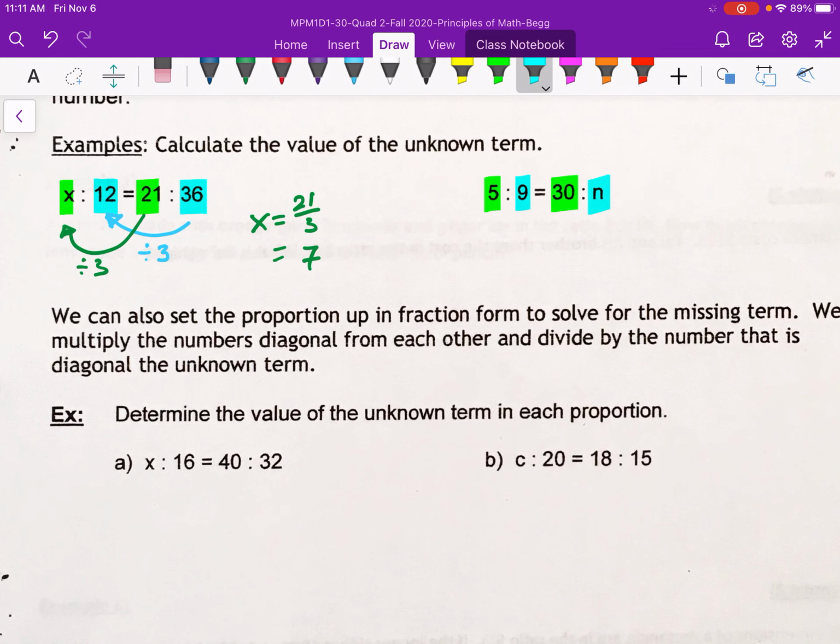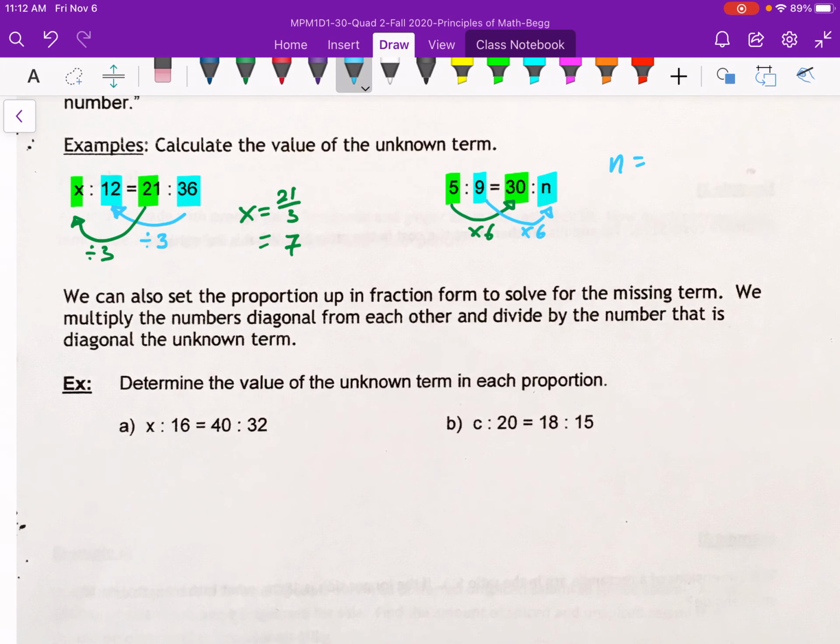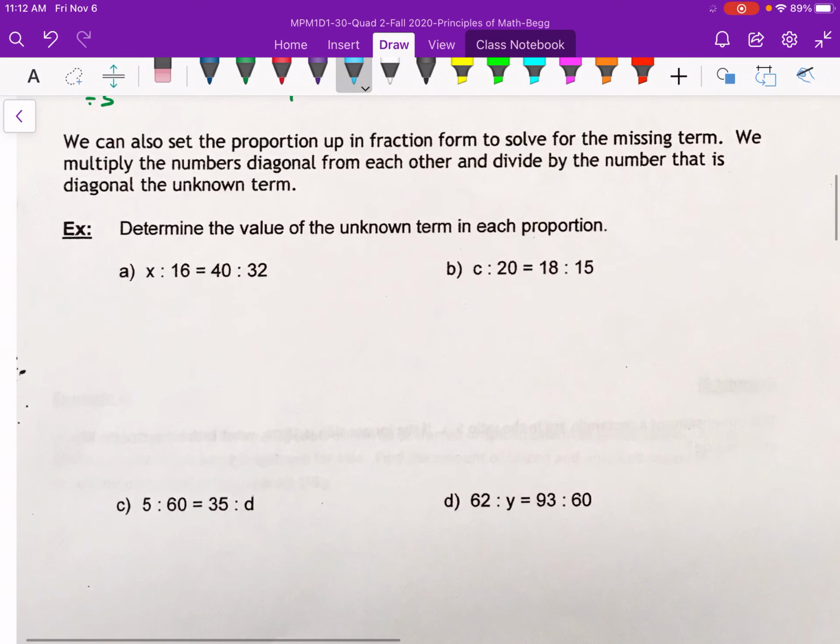And likewise, first matches with first, second matches with second. So it's this blue one I need, and I can tell that if I multiply 5 by 6, then I get 30. So if I multiply 9 by 6, I'm going to get whatever n is. So n is going to equal 9 times 6. So I can do division or I can do multiplication. It doesn't matter.